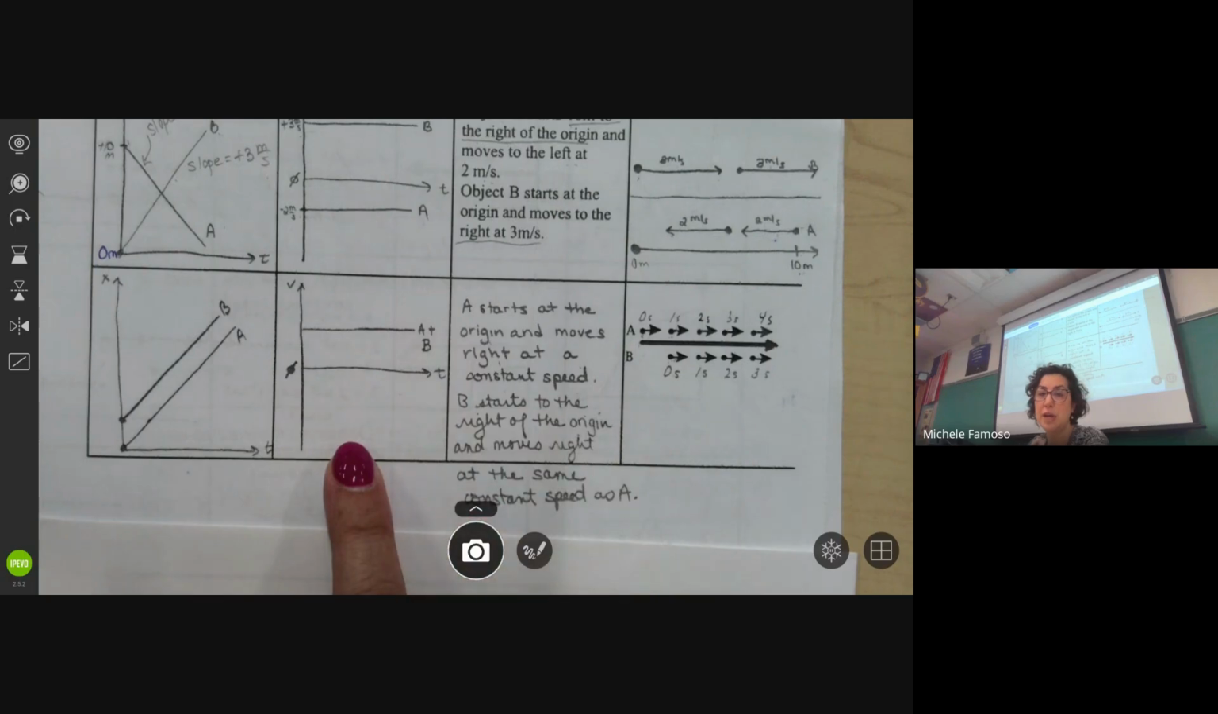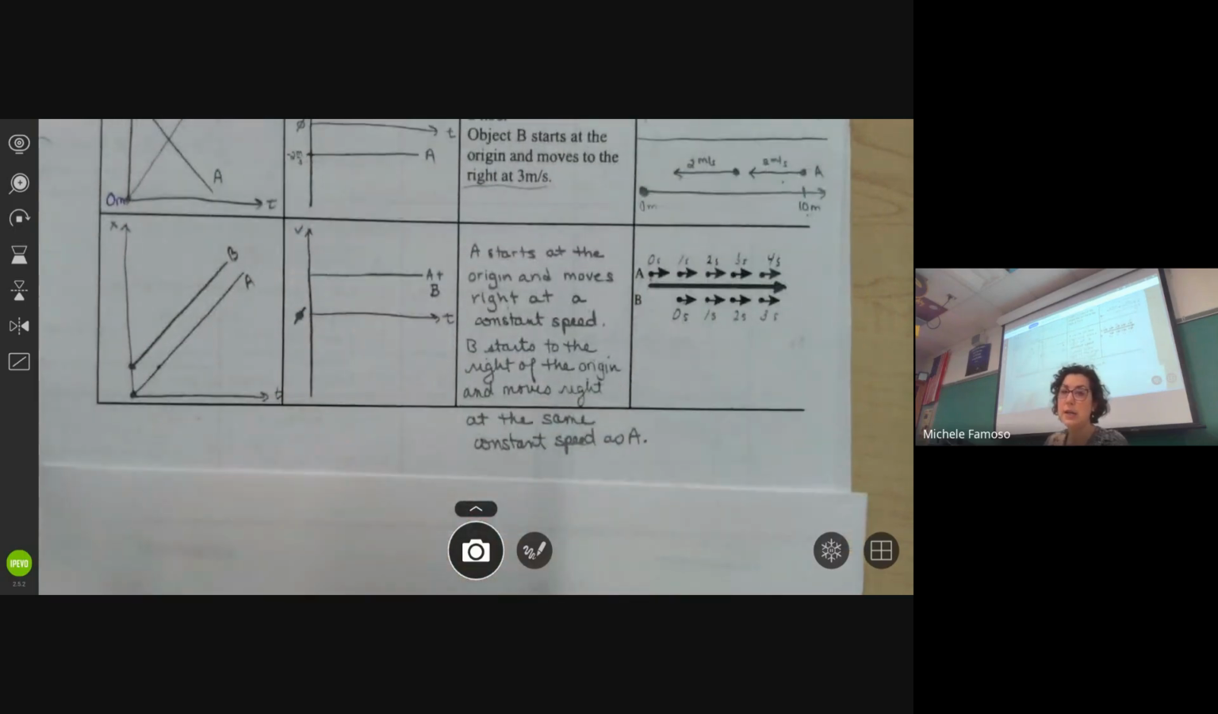And our description, A is starting at the origin. It's moving to the right with a constant speed. B is starting to the right of the origin, moving to the right with the same constant speed that A has.